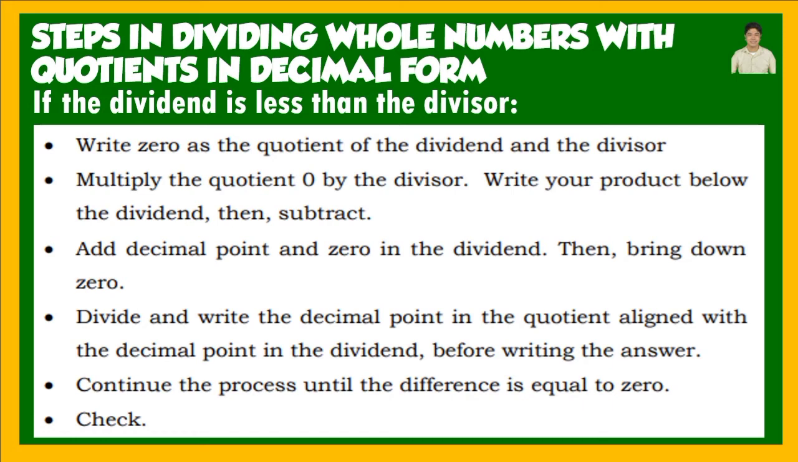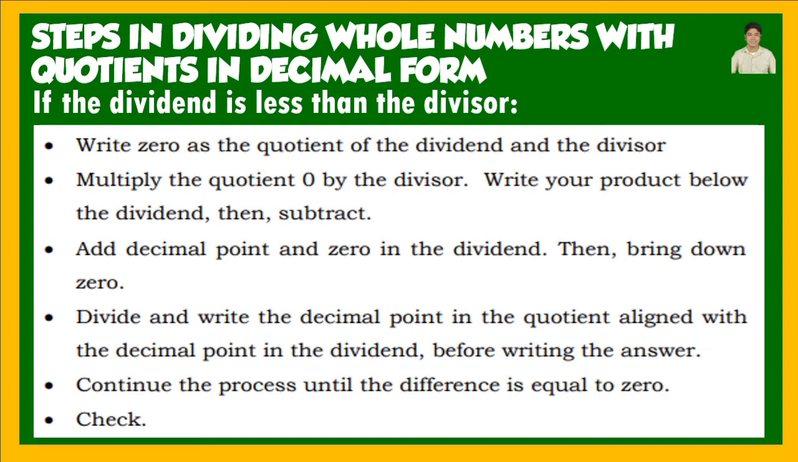And then this time, we will add decimal point and 0 in the dividend. So para po ma-divide natin yung dividend sa divisor, kailangan na natin ngayon mag-add ng decimal point at 0. So kung ilang 0, depende po yun. Next, divide and write the decimal point in the quotient aligned with the decimal point in the dividend before writing the answer. Siyempre, kailangan po yung decimal point natin nakatapat, naka-align. And then, continue the process until the difference is equal to 0. And then, check.